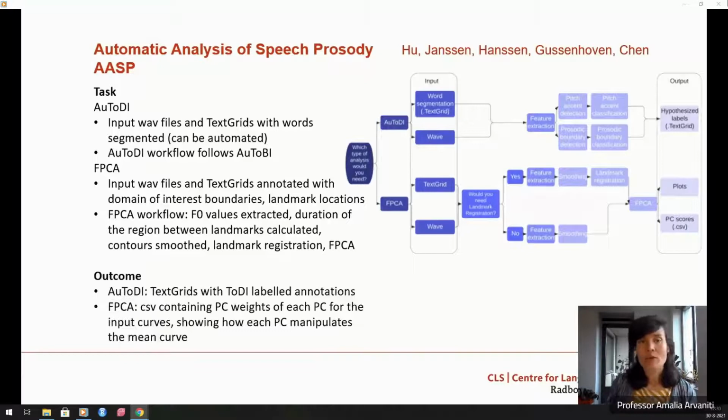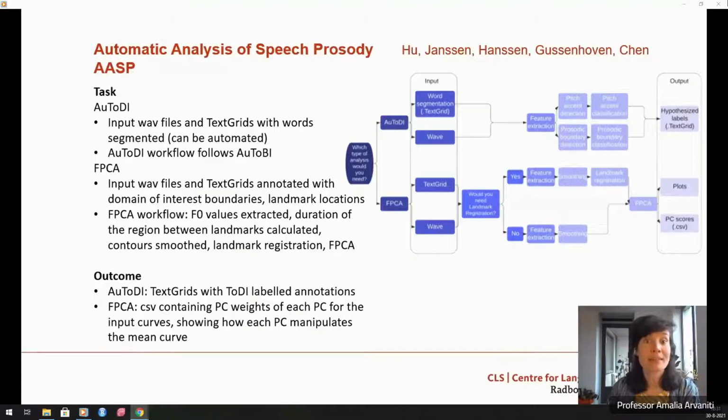The outcome of these processes are that you get text grids with the ToBI label annotations. This is the same process as AuToBI, so boundaries and pitch accents are identified, and then the labels from within the ToBI framework are assigned. Secondly, then the FPCA module, you receive a CSV containing the principal component weights for each input curve, but as I mentioned, more FPCA will be coming up soon.